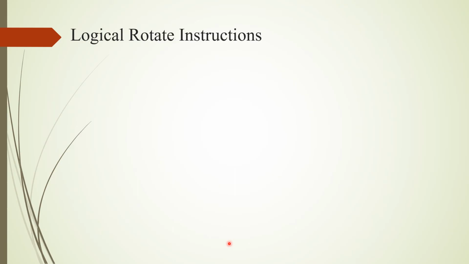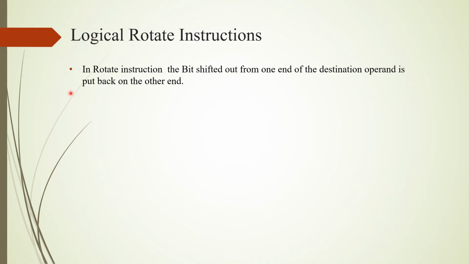Next, we'll analyze the logical rotate instructions. In a rotate instruction, the bit shifted out from one end of the destination operand is put back on the other end. The syntax consists of an opcode, destination, comma 1. One gives here the count value. The opcode will specify the type of rotate instruction, and the destination operand is the one on which the actual logical rotate operation is carried out.